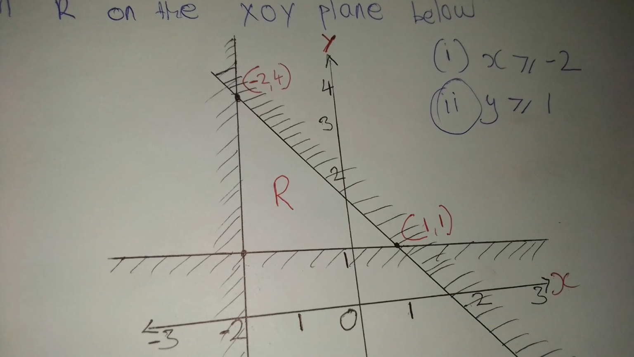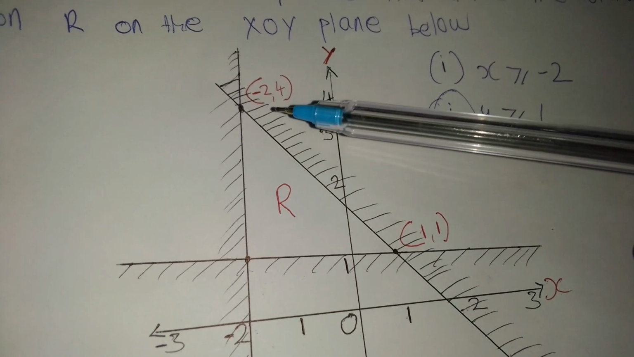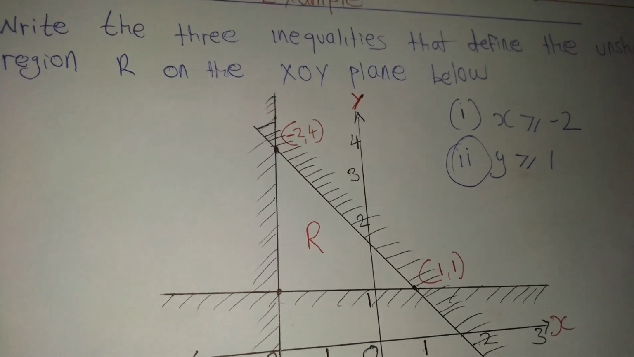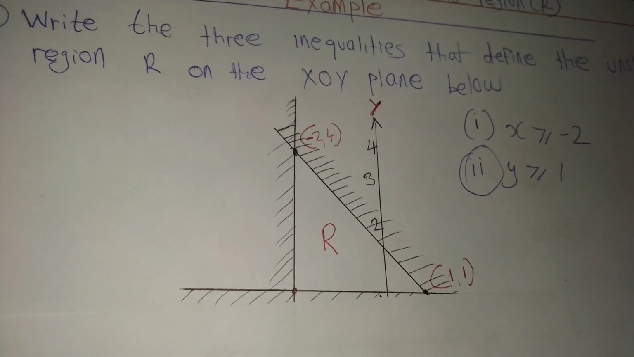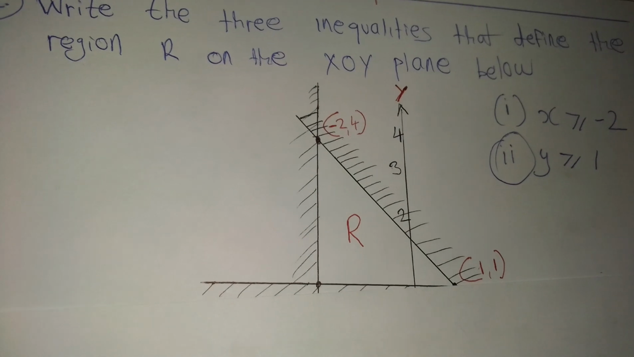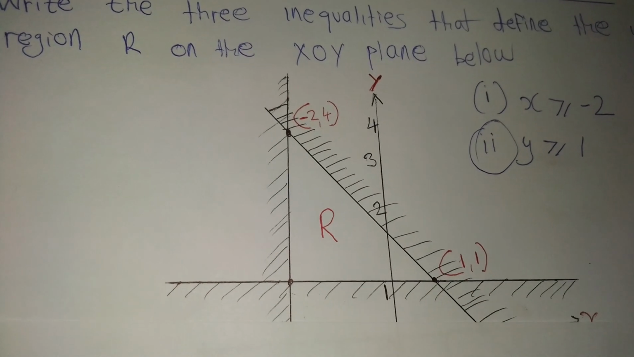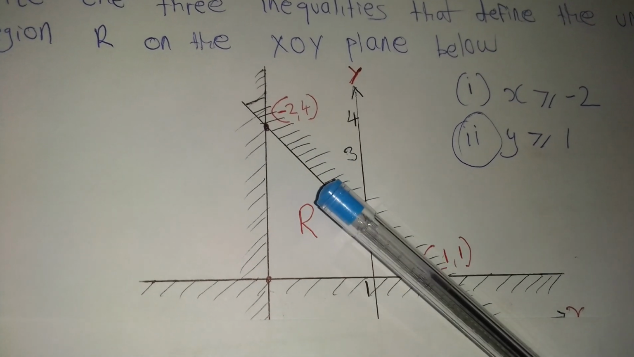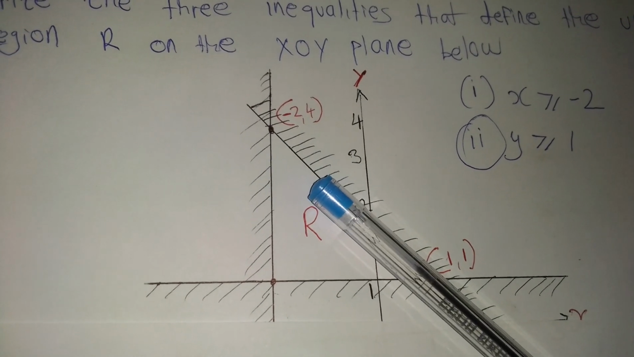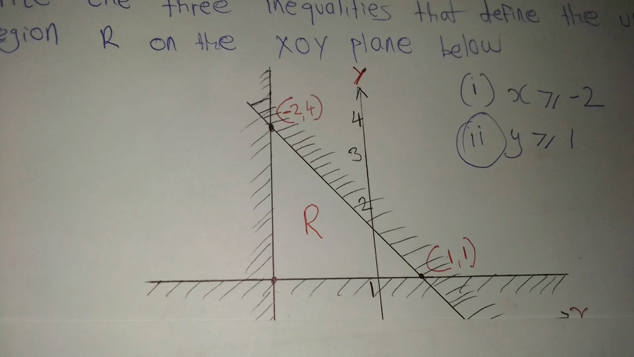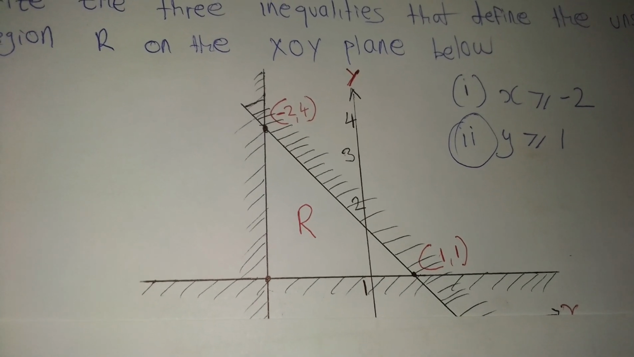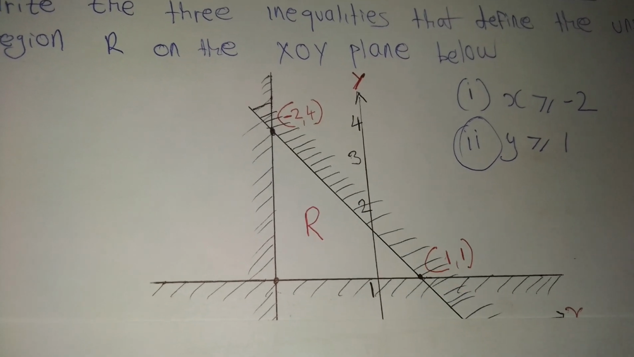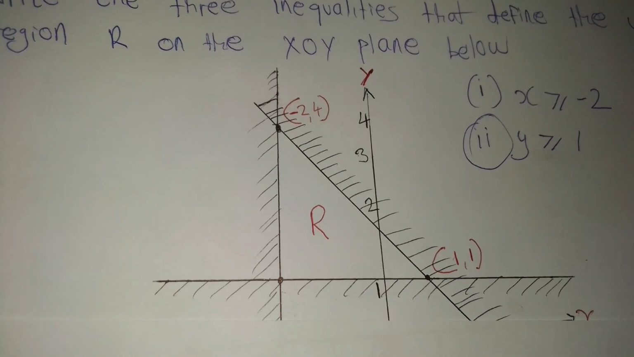For now, we'll stick to these points, -2, 4 and 1, 1. So these points are used to find the gradient. Remember, the slope of the line represents the gradient. When we find the gradient, we are going to find the equation of the straight line. Then that equation of the straight line will represent the inequality. So I'll demonstrate.